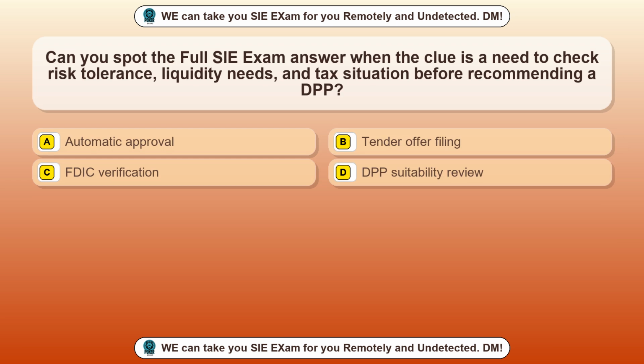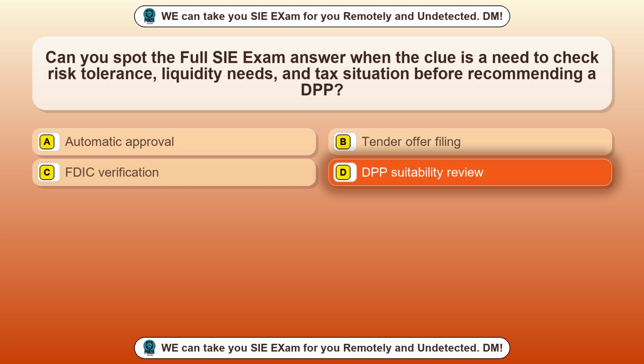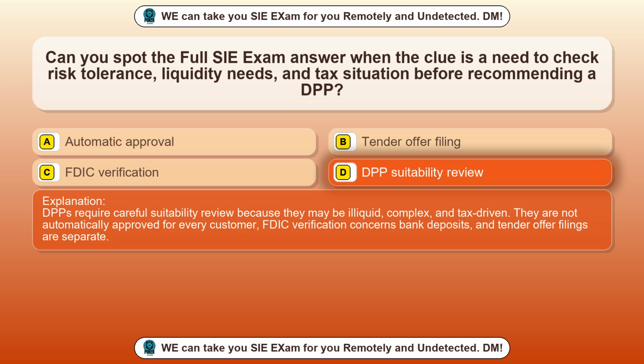Question 67. Can you spot the full SIE exam answer when the clue is a need to check risk tolerance, liquidity needs, and tax situation before recommending a DPP? Option A, automatic approval. Option B, tender offer filing. Option C, FDIC verification. Option D, DPP suitability review. The correct answer is option D, DPP suitability review. DPPs require careful suitability review because they may be illiquid, complex, and tax-driven. They are not automatically approved for every customer. FDIC verification concerns bank deposits, and tender offer filings are separate.